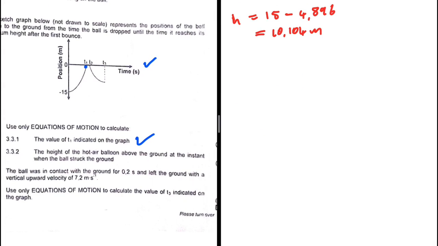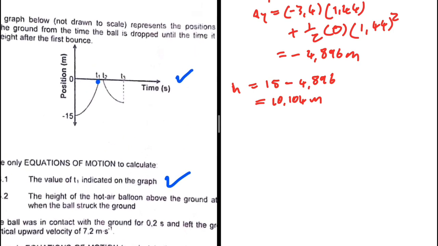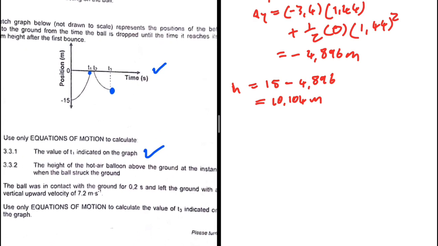3.4, the ball was in contact with the ground for 0.2 seconds and left the ground with a vertical upward velocity of 7.2 meters per second. Use only equations of motion to calculate the value of T3 indicated on the graph. So T3 is the maximum height. It's when the ball reaches its maximum height above the ground after the first bounce.